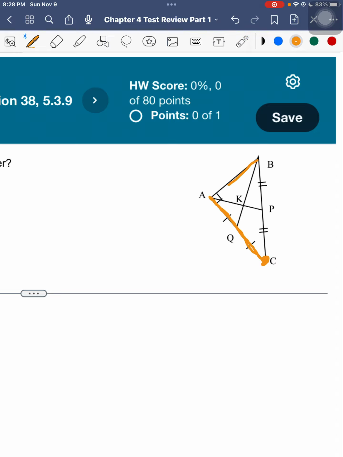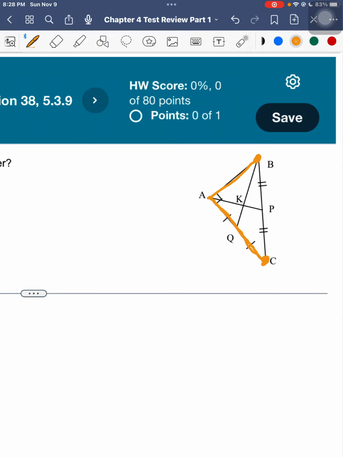What's the other altitude? BA, because once again, it starts at a vertex. What's the opposite side of angle B? AC, and it's going towards AC, but in what direction? At a perpendicular. So these would be altitudes. Okay, so the original answer was neither. Okay, what about this one?